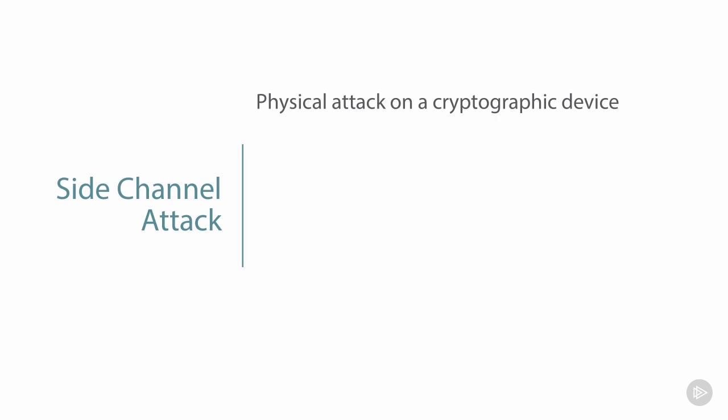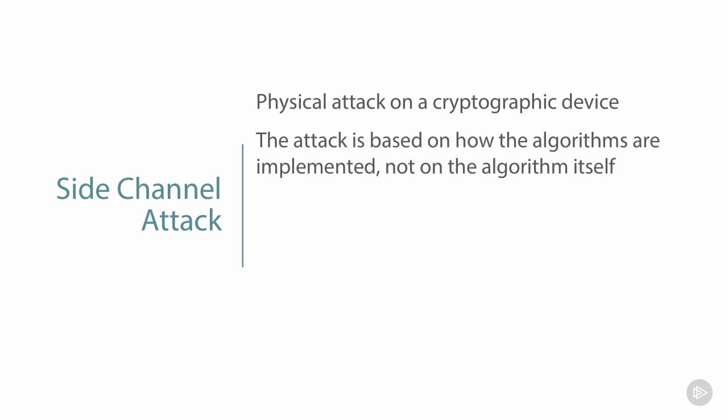And here's what I mean by a physical attack. This is a piece of hardware that we're attacking that's doing the cryptography, and we want to find a way to attack this device to figure out what information is being sent. But here's what's unique about it, and this sounds kind of strange: the attack is based on how the algorithms are implemented, not on the algorithm itself. So instead of attacking the math, attacking the algorithm and trying to figure it out, what we're actually trying to do is listen to the device and see if there's a non-direct way to understand what's going on.